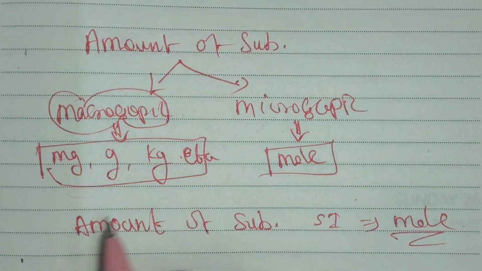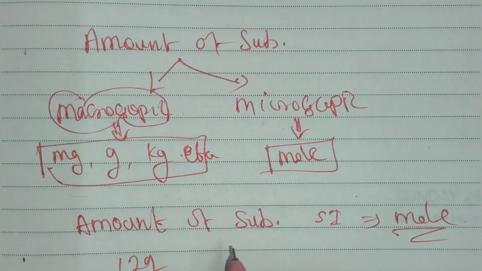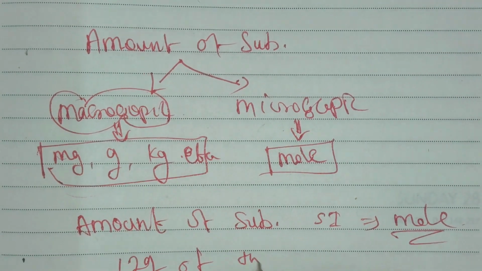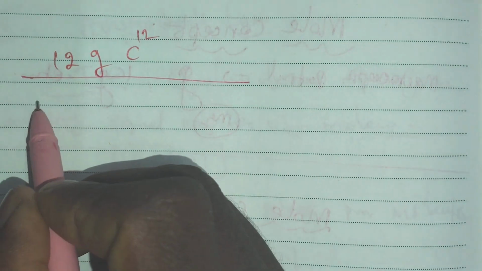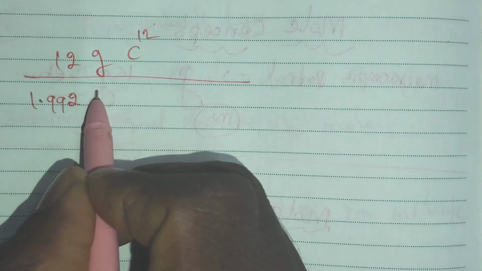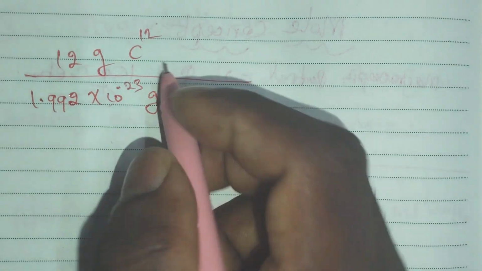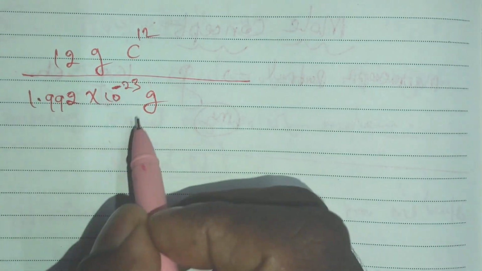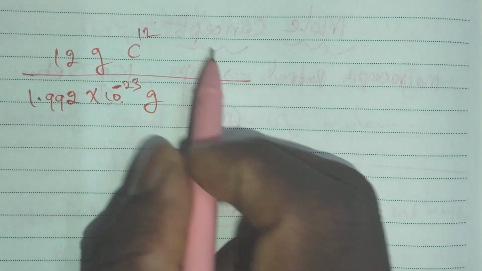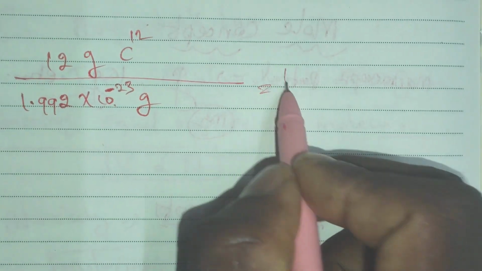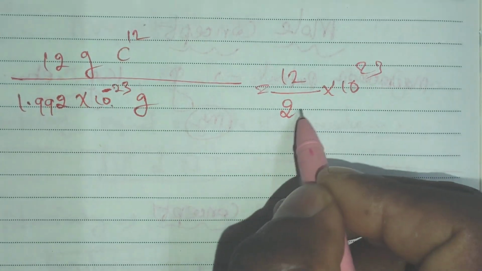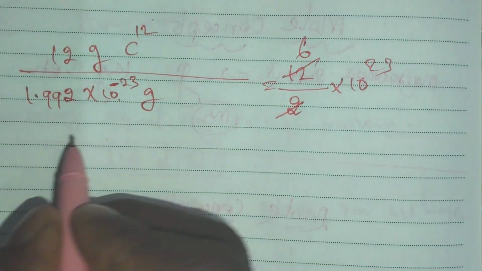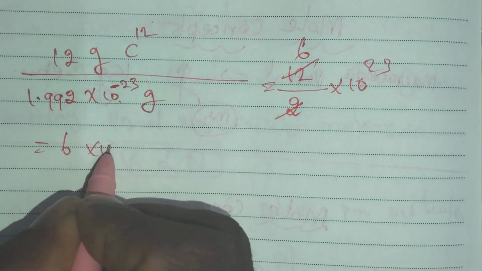there are atoms in exactly 12 gram of carbon-12, the carbon-12 isotope. So 12 gram of carbon-12 divided by 1.992 into 10 to the power of minus 23 gram, the mass of one carbon-12 atom. Inverting the 10 to the power of minus 23, we get 12 divided by 1.99, approximately taken as 2, into 10 to the power of 23. Cancelling out, we get 6 into 10 to the power of 23.